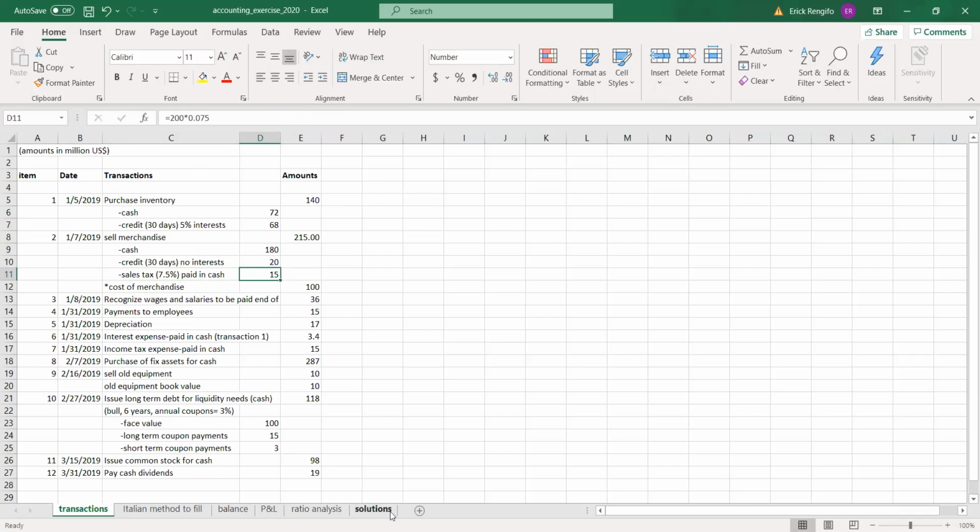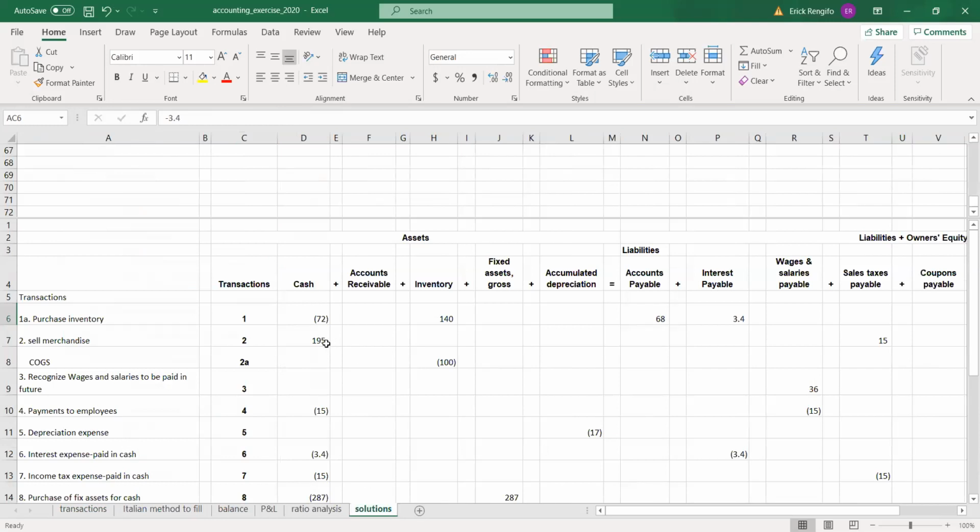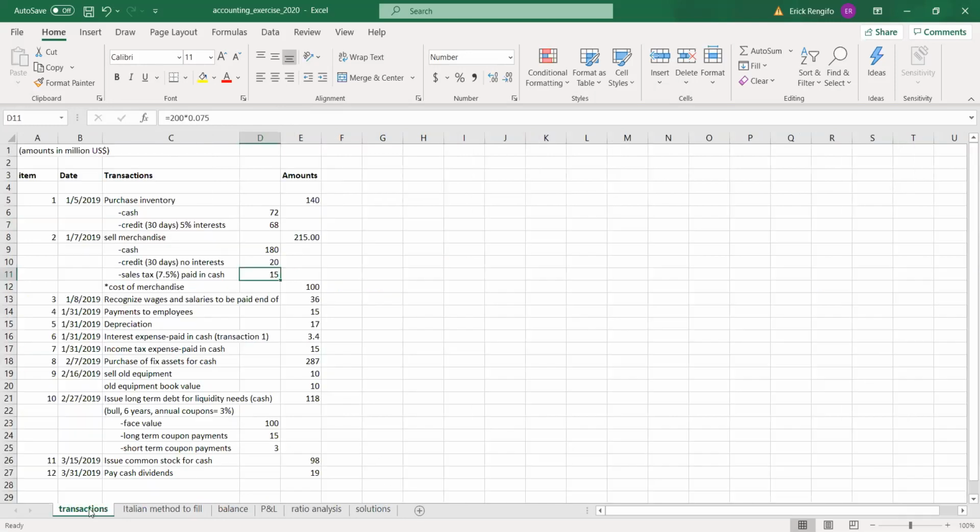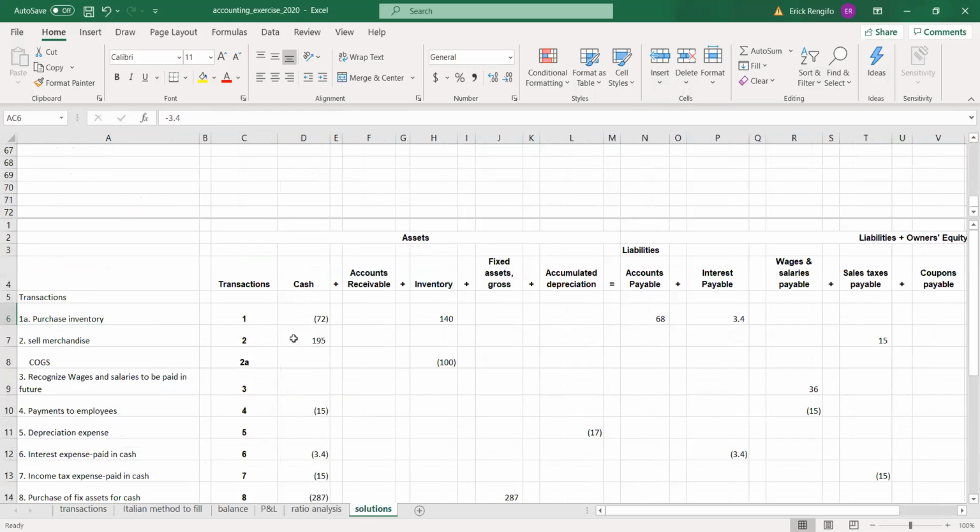So let's take a look. So let's say, okay, I'm selling. So I'm receiving 195, correct? These two amounts of money. That's what I'm receiving today. So I'm receiving 195, okay? From this 195, only 180 are mine. 15 is going to be sales tax payable.